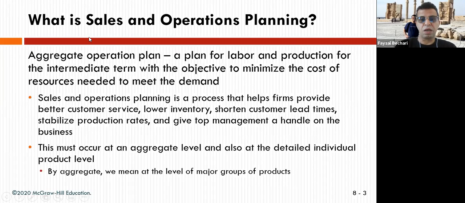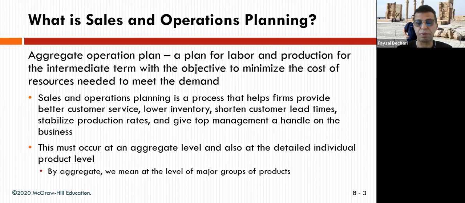Now, what is sales and operation planning? Aggregate operation plan: a plan for labor and production for the intermediate term, with the objective to minimize the cost of resources needed to meet the demand. There is demand coming in the market soon, and you need to set up a plan for the labor and the production in order to meet that demand at a minimum cost.